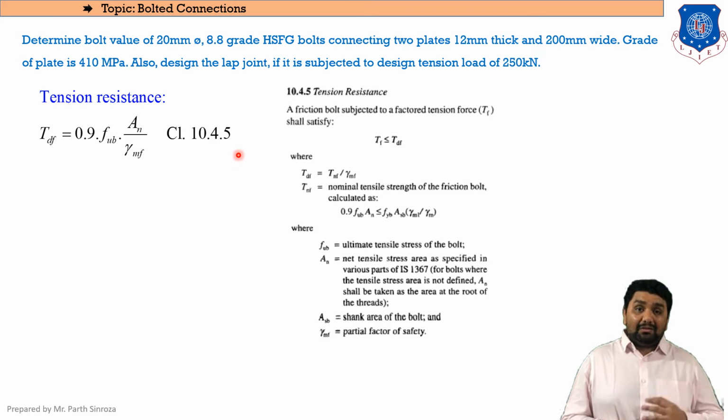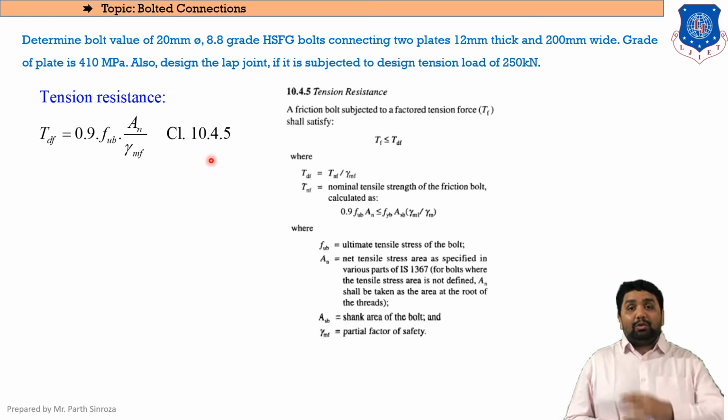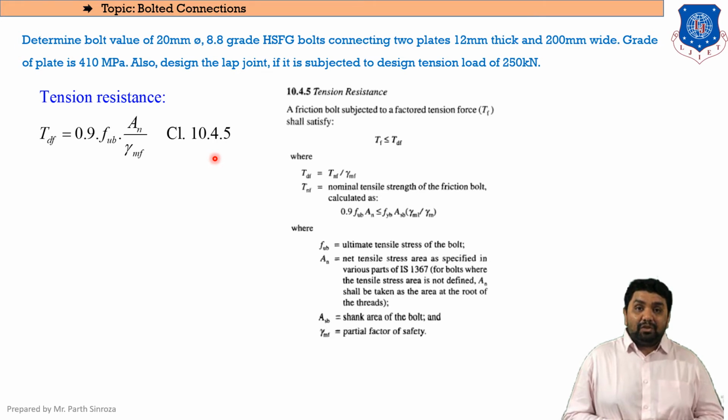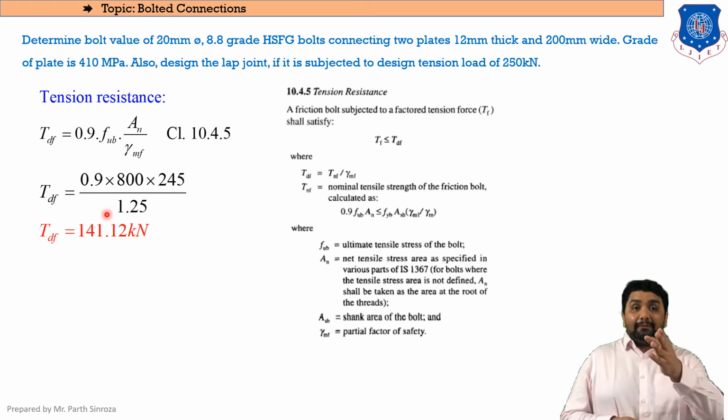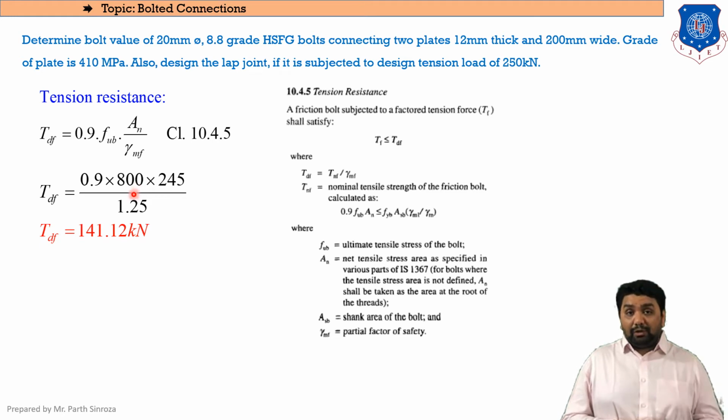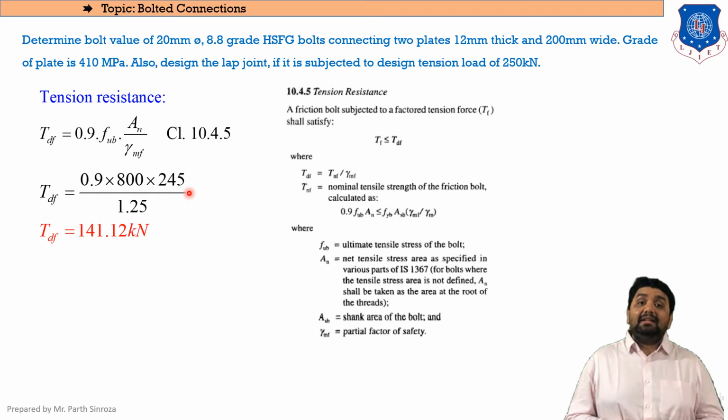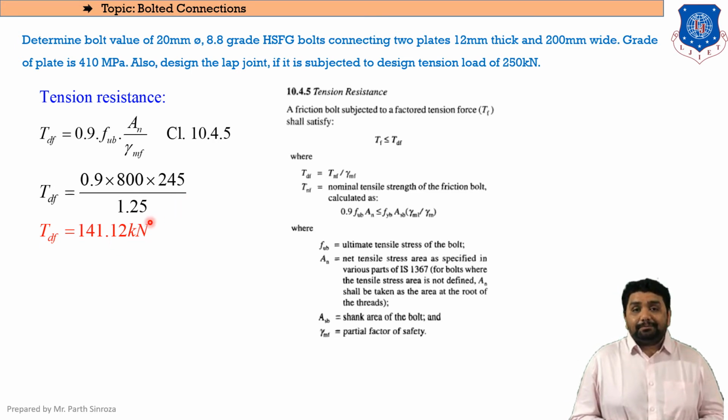So if the capacity was given and you need to find something pertaining to the design of bolts, or we need to find the design of the bolt, then and only then will we use this relation. For solving the analysis portion, you can use the LHS value of it. So the final answer will be, in this case, 0.9 fub, that is for the bolt; for HSFG it is 800. An will be the net area in the threaded region, which comes out to be 0.78 pi by 4 d square, divided by gamma mf. Gamma mf will be 1.25. Solving this, we get the answer 141.12 kilonewton.